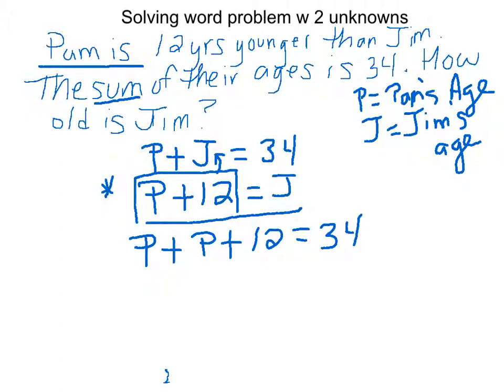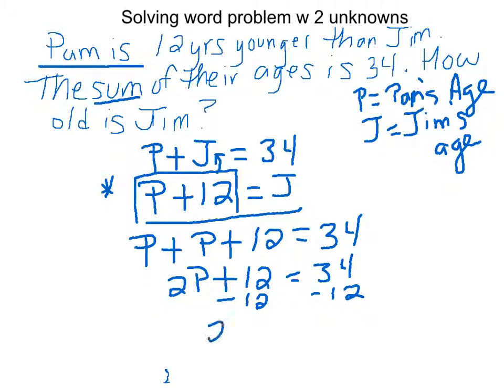Now this is just an algebra problem. 1P plus 1P gives us 2P, plus 12 equals 34. This is your basic two-step algebra problem. We need to get rid of the 12, so we subtract it from both sides. When we rewrite, we have 2P equals 22. 2P equals 22, so we need to get rid of the 2. We divide to undo the multiplication happening. So P is going to be 11.